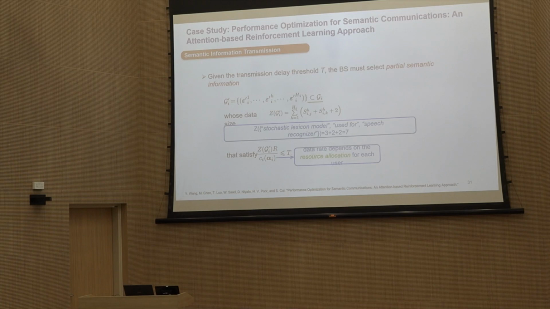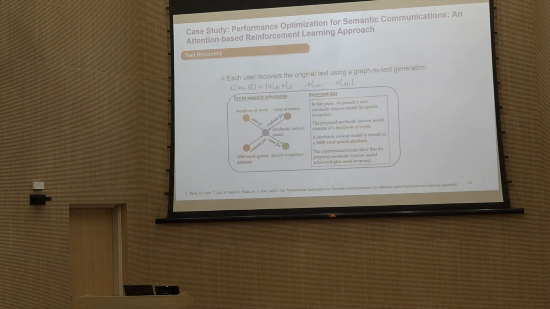Given the transmission delay threshold, the base station must select the partial semantic information. So here we look at the stochastic lexicon model used for the speech recognizer. So we can have the data rate depend on the resource allocation for each user, as the example here. At the text recovery, each user recovers the original text by using graph-to-text generation.